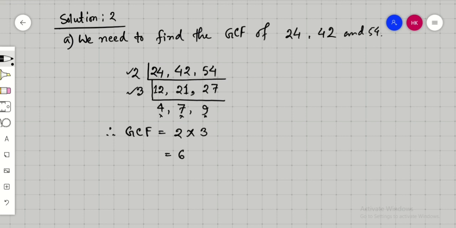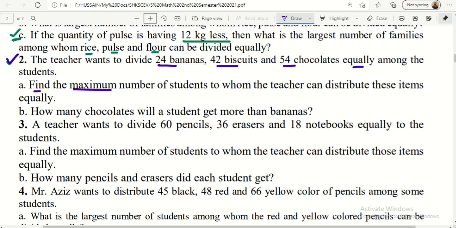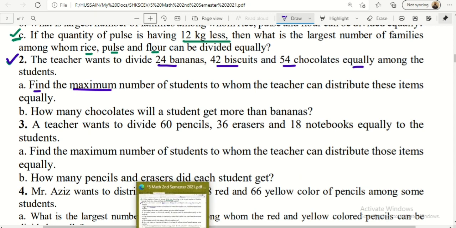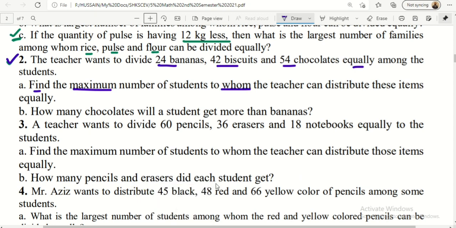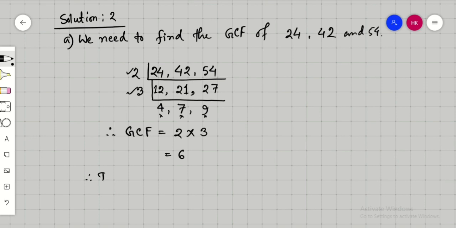Therefore, what is the question? Find the maximum number of students to whom the teacher can distribute these items. That means banana, biscuits and chocolates can be divided among 6 students. Therefore, the maximum number of students is 6. This is the answer. I hope you understand. Now we move on to our next question, question number B.